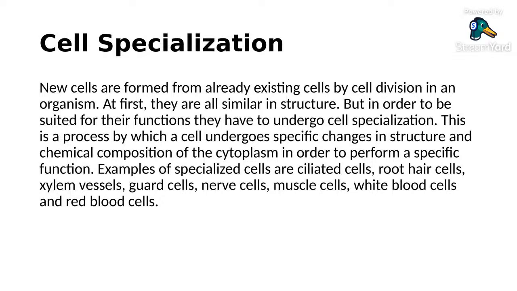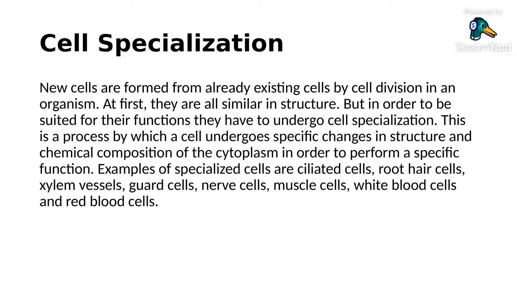Okay. So let me just repeat in case you didn't get the explanation that I gave. Let's read together. New cells are formed from already existing cells by cell division in an organism. At first, a sperm cell, which is a male gamete, a sex cell from a male, will fertilize an ovum, a female gamete coming from a woman. When that happens, a zygote is formed. This zygote is a single cell. You and I were once this single cell.